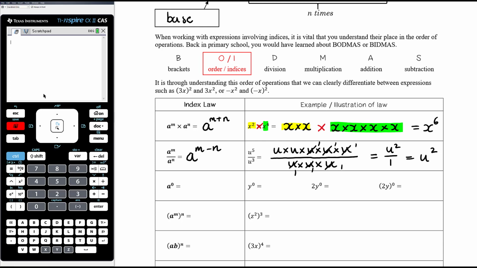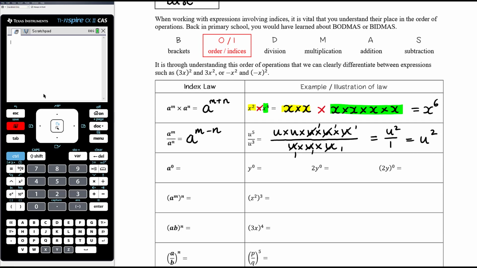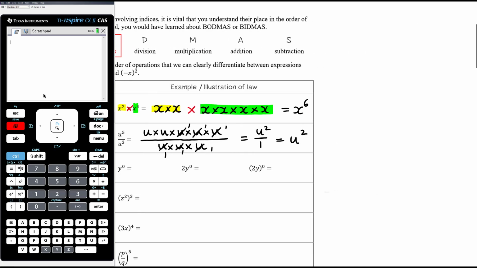Now, if we have a to the power of 0, let's have a think about a separate example first. Let's follow on from this division example, and let's think about if this was u to the power of 5 divided by u to the power of 5. In fact, let me make it 3 just so it's a bit quicker. u to the power of 3 divided by u to the power of 3.